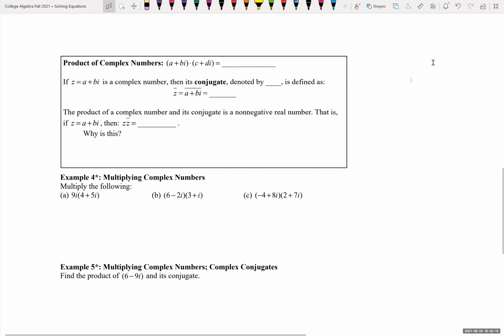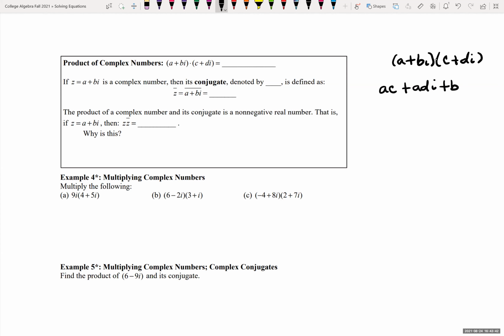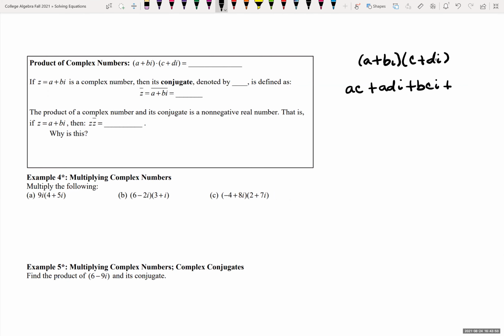Okay, so looking at the product of complex numbers, basically we would need to distribute here. If I distributed this, let me just write it on the side, a plus bi all times c plus di. Well, a times c gives us ac. a times di gives me adi. bi times c gives me bci. Plus bi times di, well, bi times di gives me bdi squared.